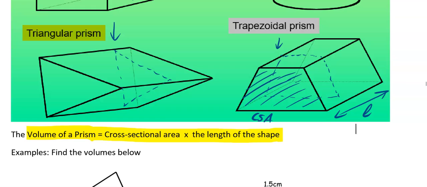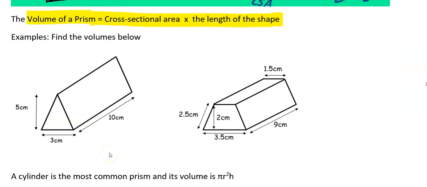So we're going to look at a couple of examples now on how we actually put this into practice. Okay, this says find the volumes below. If you haven't watched the previous video, which was on the area of shapes, watch that again because you need to know the areas of shapes to be able to find the volumes of prisms. Remember, you're going to be finding these cross-sectional areas here, and then once you've done that, you just multiply by the length.